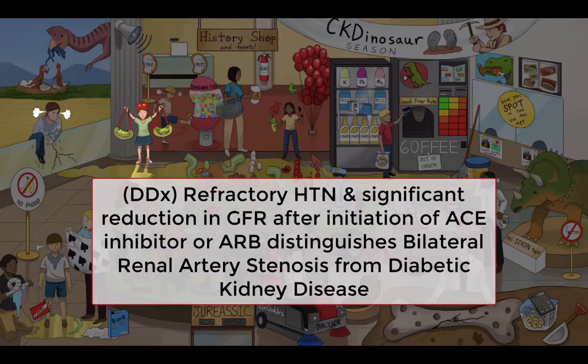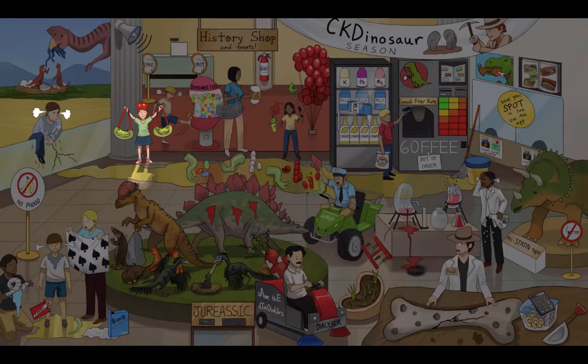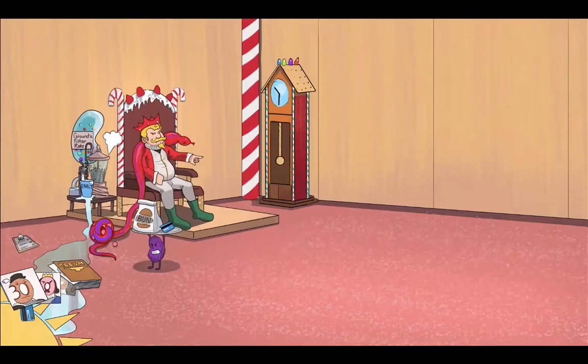Lastly, a significant reduction in GFR after initiation of an ACE inhibitor or ARB is suggestive of bilateral renal artery stenosis. Refractory hypertension is another clue that renal artery stenosis is to blame for your patient's chronic kidney disease. For patients with any of these features, referral to a nephrologist may be necessary, and a kidney biopsy may be indicated for definitive diagnosis. All right, let's summarize the clinical presentation of diabetic kidney disease in a sample assessment statement.